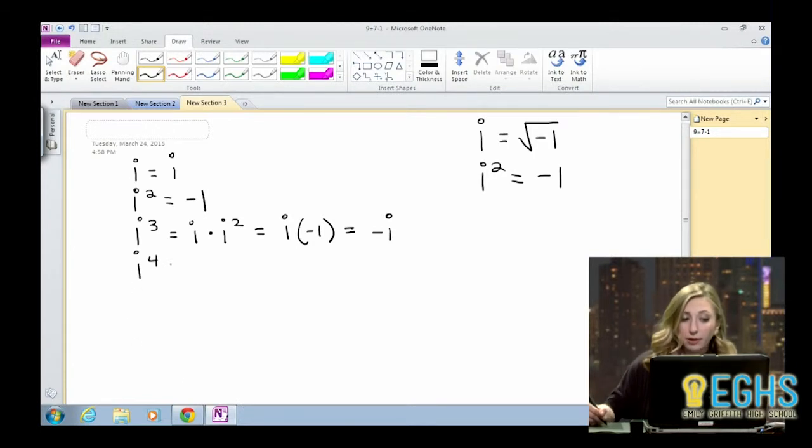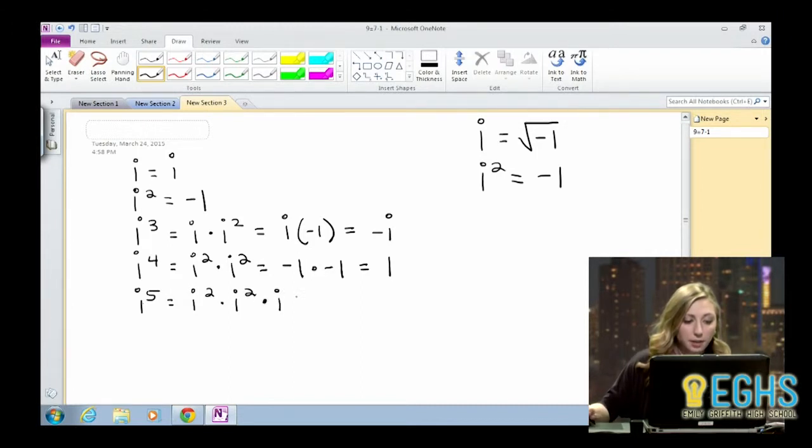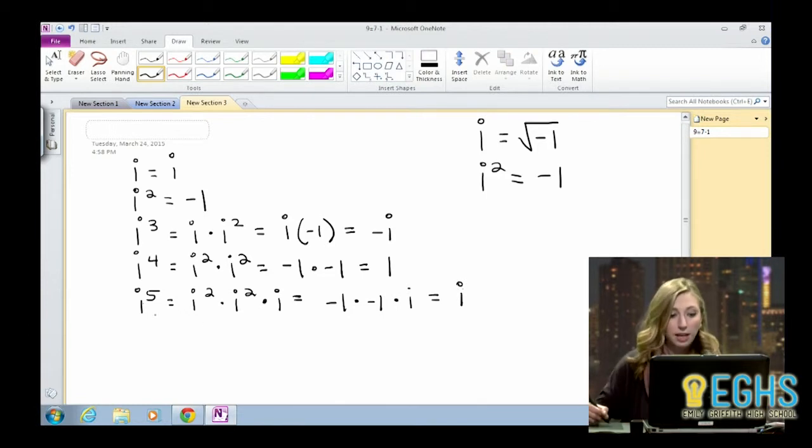Then i to the fourth power is i squared times i squared, which i squared again is -1. And so -1 times -1, we get +1. Then i to the fifth power is going to be considered i to the fourth times i, which is +1 times i, and that is just going to be i. And you can kind of see the pattern is going to continue.